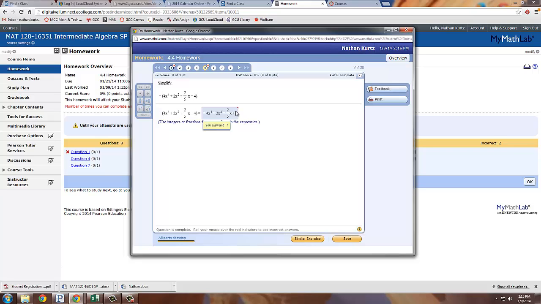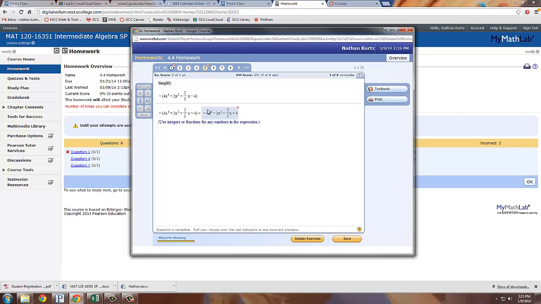Sometimes MyMathLab is really picky and you had the right answer, you just didn't input it right, or MyMathLab didn't get it. So if you put your mouse over this and you see, no, I did have the right answer, go ahead and email me with your name, the assignment number, and the problem number, and I'll make sure to give you credit for that problem.